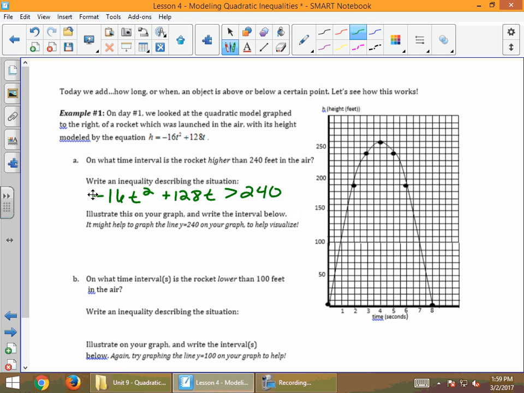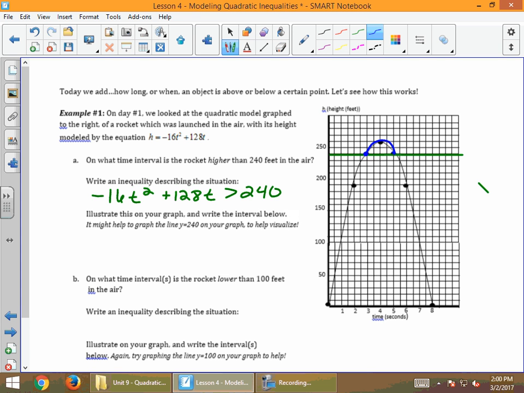So it's really helpful if you illustrate this on your graph. You go to your graph, you go to 240, and draw a line. So if it's greater than, if we're looking higher than 240, are we looking above this green line or below the green line? Above. So starting at this point right here, we go above the line, and then we stop when we reach that point again. We have to write that interval.